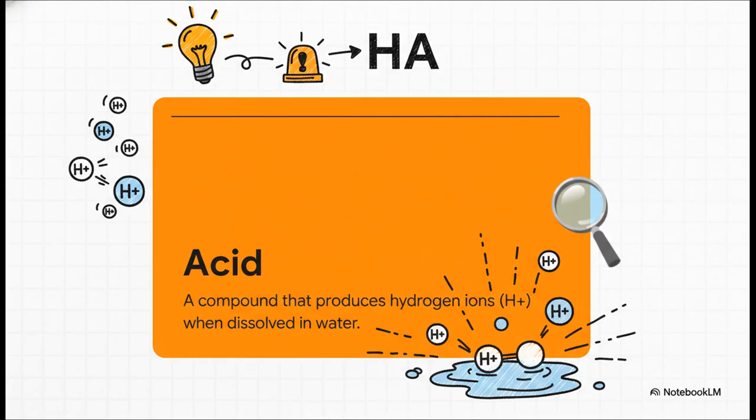So the classic textbook definition of an acid is any compound that spits out hydrogen ions, that's H+, when you dissolve it in water. But here's what you really need to remember. If a chemical formula starts with an H, your acid alert should be blaring. It's your first big sign.